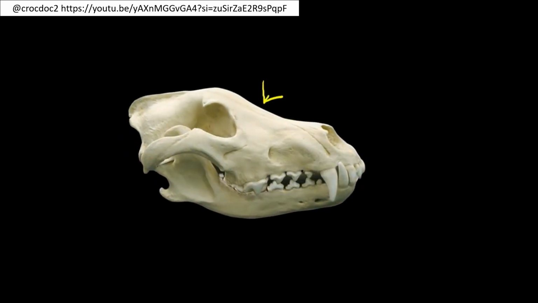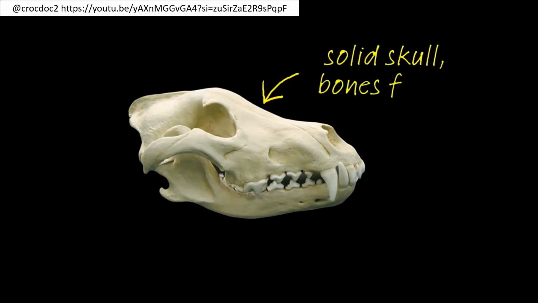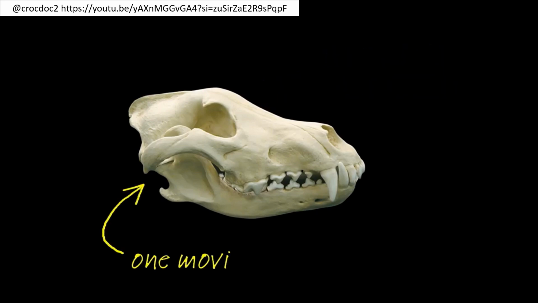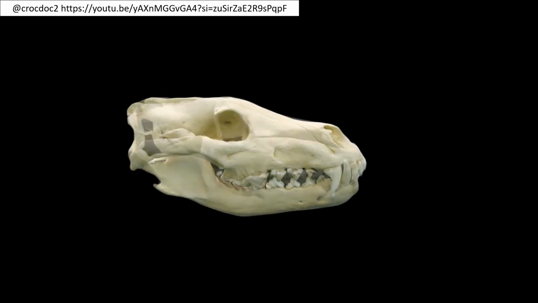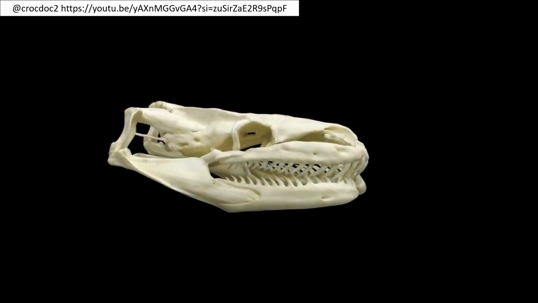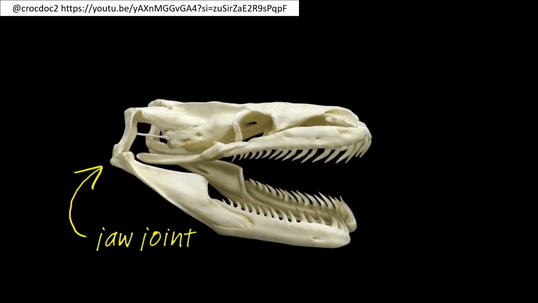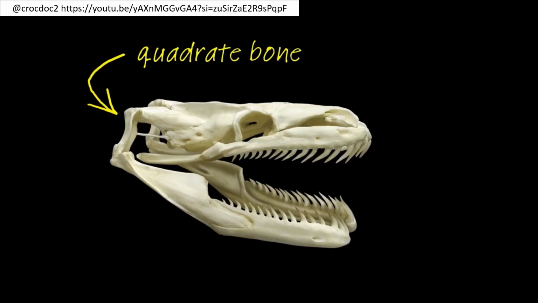Dogs, like most mammals, have a solidly built skull, with all the bones fused together, and really only one set of moving parts, the jaw joints. Settle down, Rex. Snake skulls, on the other hand, are more lightly and loosely built, with many moving parts. There are the jaw joints, of course, which are positioned really far back to make the mouth larger, and which are at the end of a pair of long, movable skull bones.